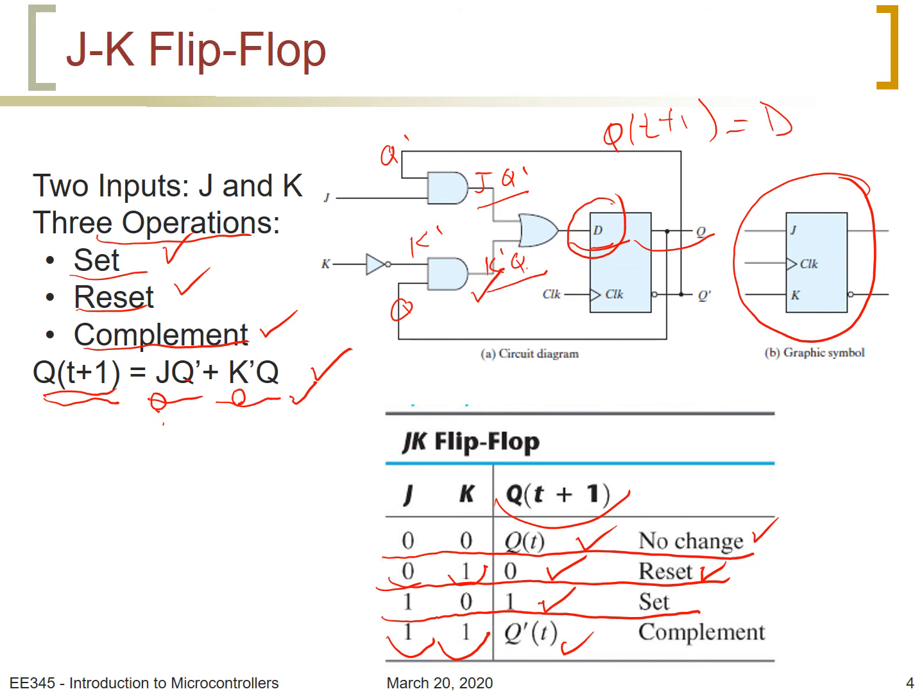Therefore, to summarize all of these: when J and K are 0, 0, no change. When J is 1 and K is 0, it is set, so this is 1. And when K is 1 and J is 0, it is reset, which is 0. And when both are 1s, this will be the complement. So Q will be complemented, which means if it was 0, it will become 1. If it was 1, it will become 0. I hope this is clear.